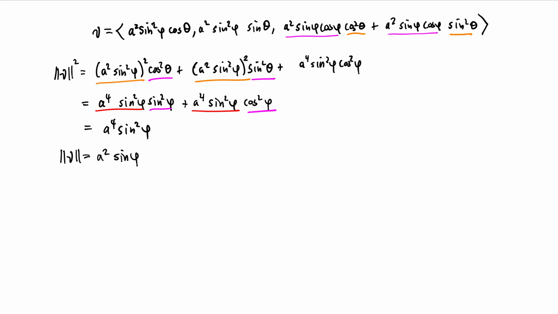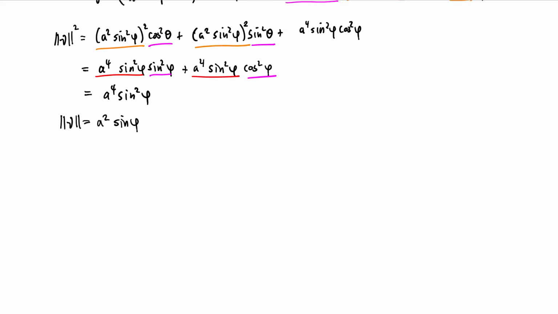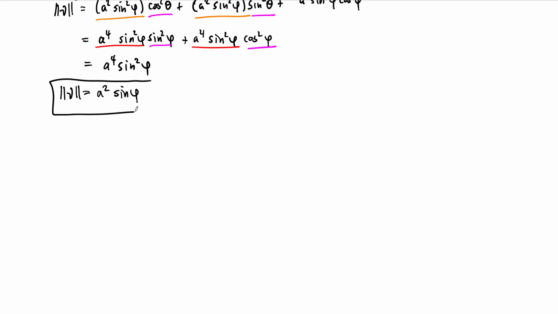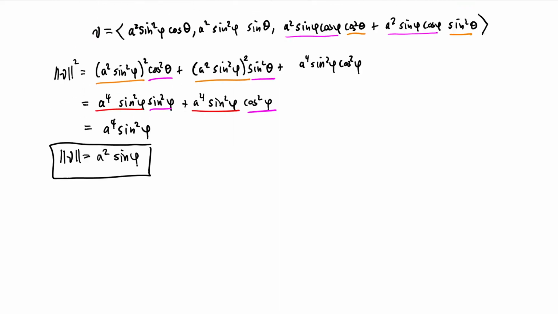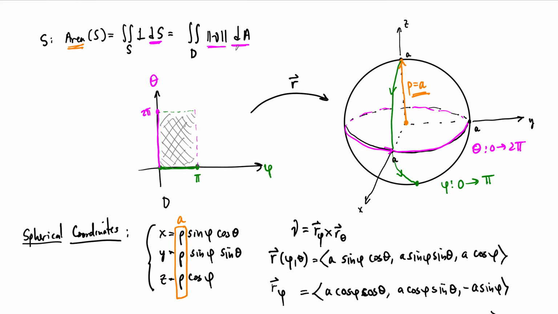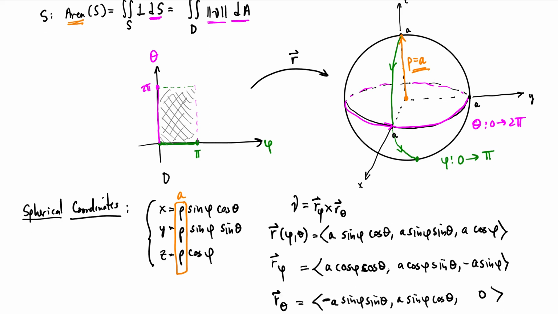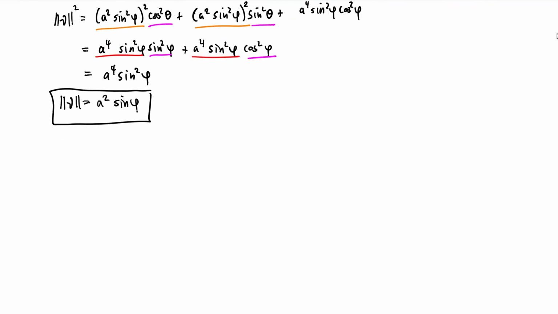A squared sine of phi, and let's do it. So this is now the integrand of our area integral. Again, we go back up here. Area, this is what we're integrating. We're integrating over D. This D is a rectangle, right? So this integral is actually going to be pretty straightforward. The boundaries are just 0 to pi in the phi direction, 0 to 2 pi in the theta direction. So it's a nice rectangular boundary back here in the parameter domain.